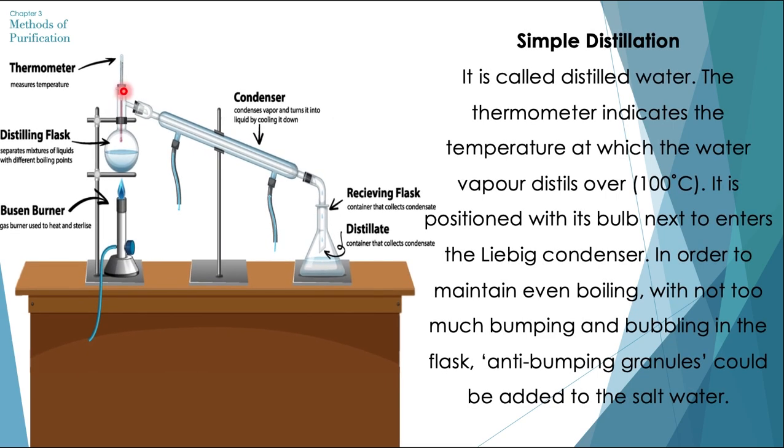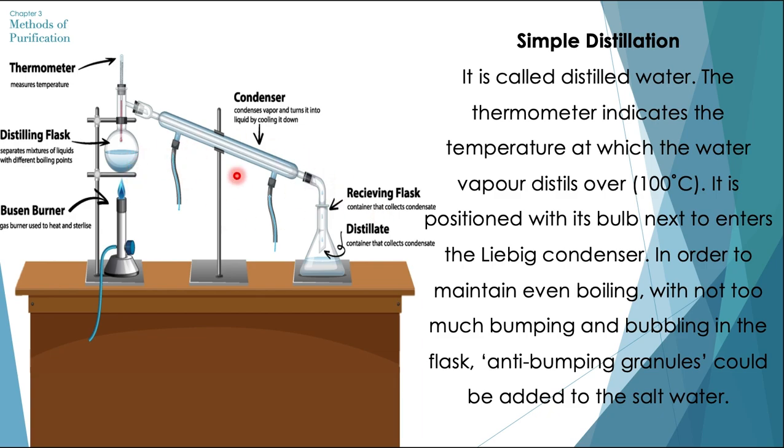The thermometer here indicates the temperature at which the water vapor distills over, which is 100 degrees centigrade, as we all know the boiling point of water. The thermometer is positioned with its bulb next to the side arm so that it records the temperature of the steam as it enters the Liebig condenser. In order to maintain even boiling with not too much bumping and bubbling in the flask, anti-bumping granules could be added to the salt water.